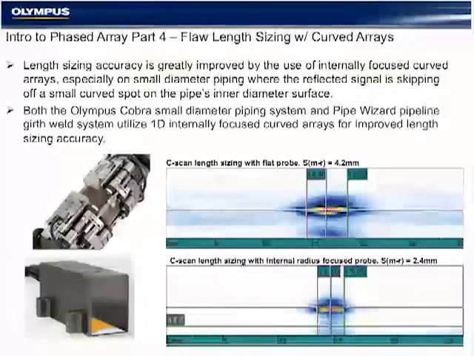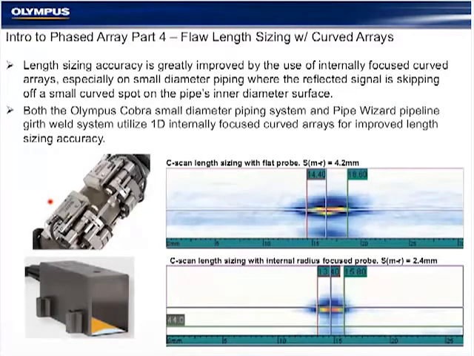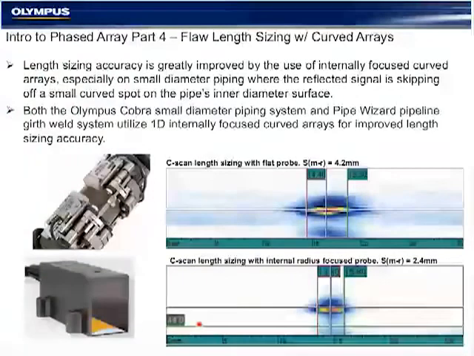For that reason, the use of curved arrays, like we use in Pipeline in the Pipe Wizard series, or like we also use in the Cobra series for small diameter piping, is very beneficial. When we are trying to identify sharply and accurately the length of a flaw, having an internal radius focus for the probe allows the C-scan and B-scan data to be much sharper and clearer.